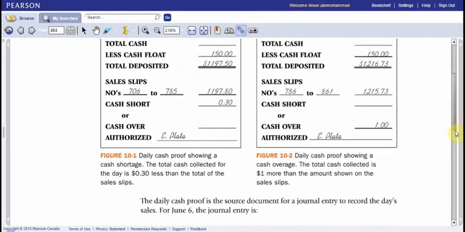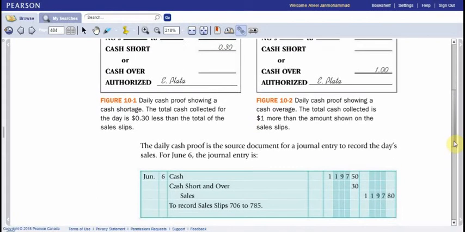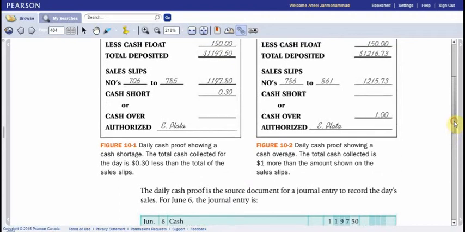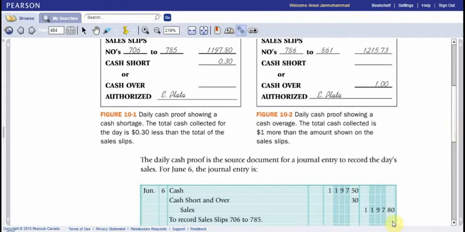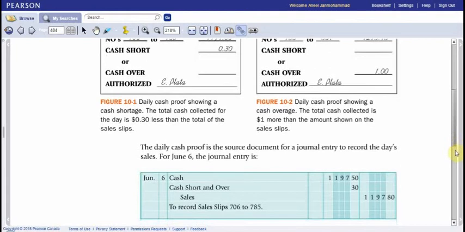Okay, so how do we record this? So here's the transaction for June 6th. We received this much cash. Okay, so that number is coming straight from right there, 1197.50. This is what we should have had, because this is our sales, and the remaining amount is our cash short. Now notice we're debiting this because it's an expense. All right, expenses increase on the debit side.